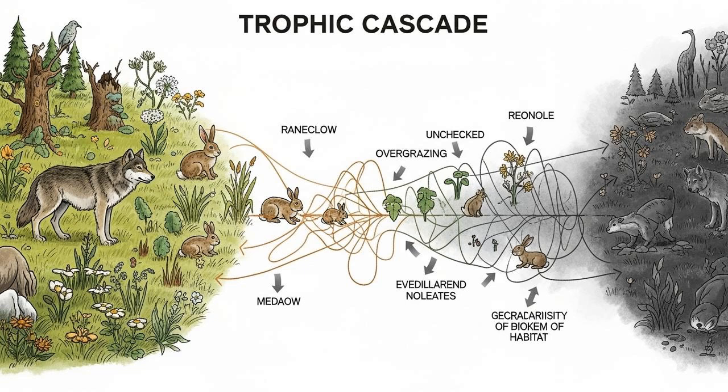The cascade continues. Without the predator, the herbivore population runs wild. The elk in Yellowstone, the urchins on the Pacific coast. They overgraze and decimate the plant life, which fundamentally changes the physical structure of the habitat. The ecosystem becomes simpler, less structured, and much less diverse.